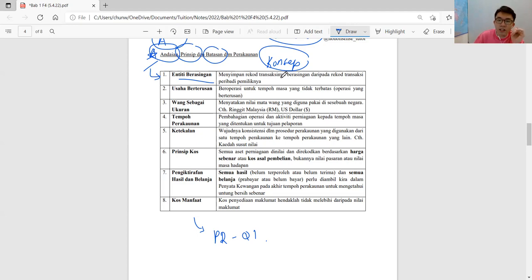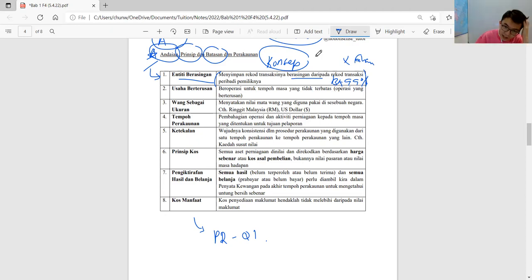Menyimpan rekod transaksinya berasingan daripada rekod transaksi peribadi pemiliknya. Okay, even though your BM got 99 marks, okay, but I'm sure when you read this thing, you still don't understand. Alright, that's why accounting is a subject that you need someone to teach you. Okay, but of course, there are some students who can read by themselves. Okay, but like me, I need someone to teach me accounting. Okay, because I'm not a person that's very good at reading by myself. Okay, I like someone to tell me, and then I go and do the homework and make it perfect.